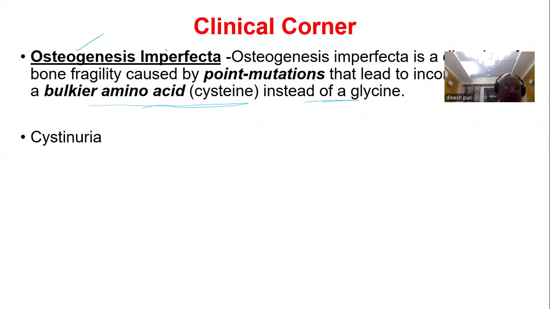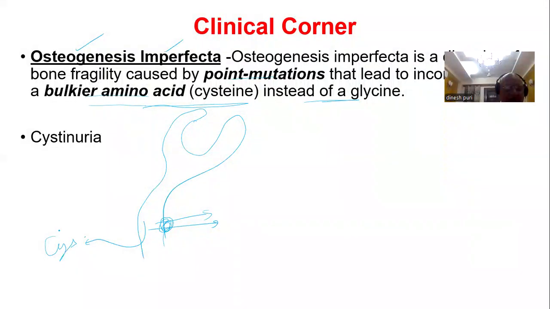The disease is called osteogenesis imperfecta, brittle bone disease resulting due to incorporation of bulkier amino acid because of point mutation. इससे फिर क्या होगा? Bone fractures होंगे. Cystinuria, यहाँ पर क्या है? The amino acid cysteine, it is normally reabsorbed. The transport protein undergoes some defect. As a result, in cystinuria, cysteine will be eliminated in the urine where it will form stones. So renal stones will develop in this condition.